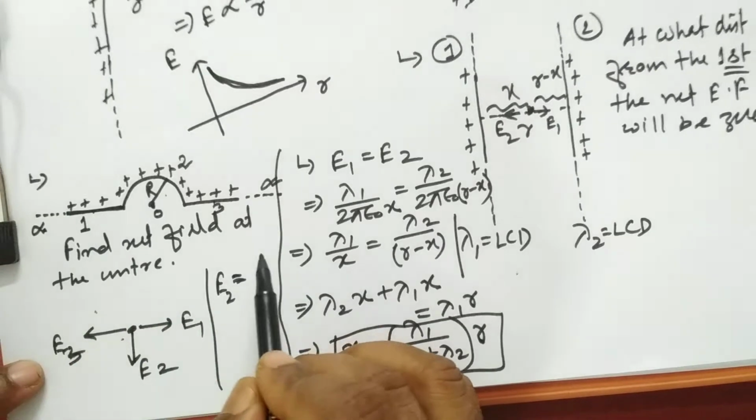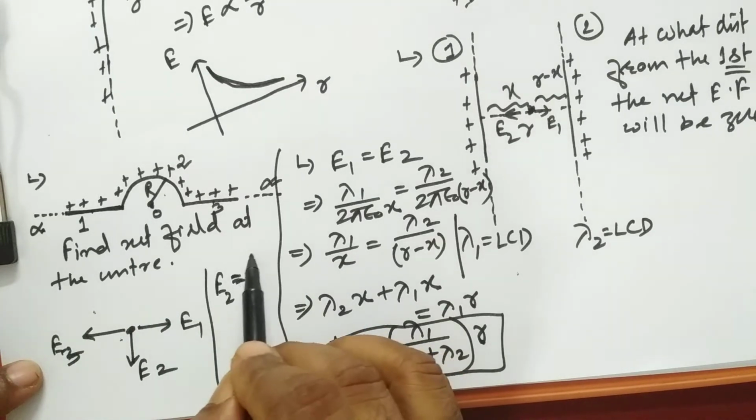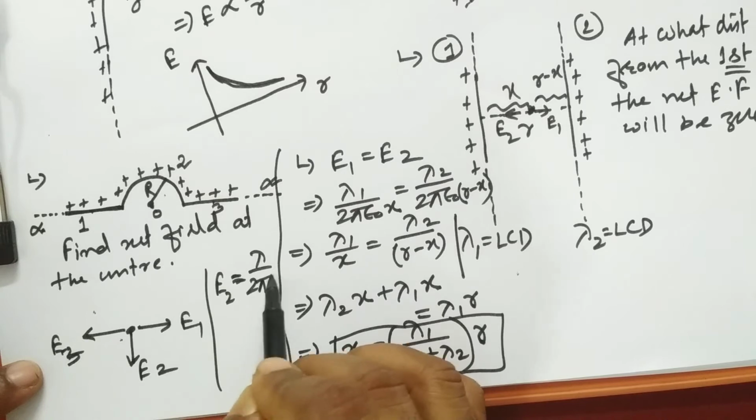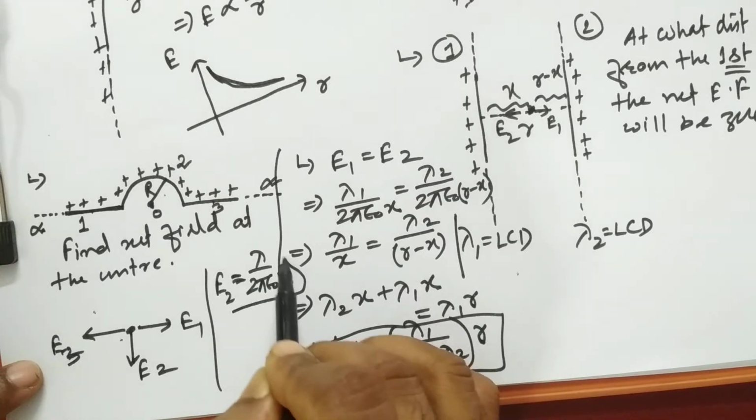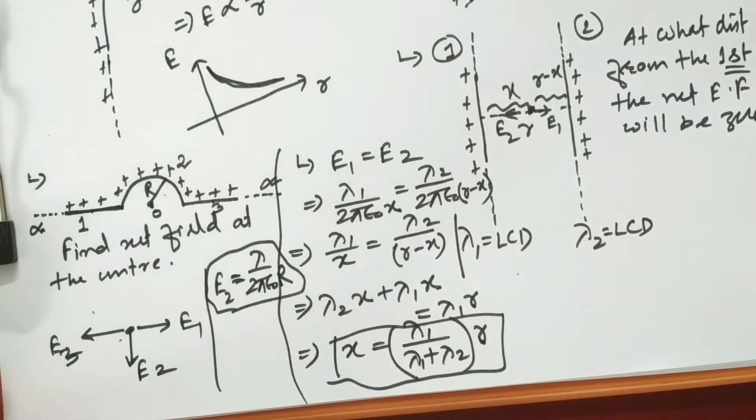And what is the electric field because of a semicircular ring, as I have shown you earlier? It is lambda divided by 2 pi epsilon naught R, where capital R is the radius. Okay, you verify this.